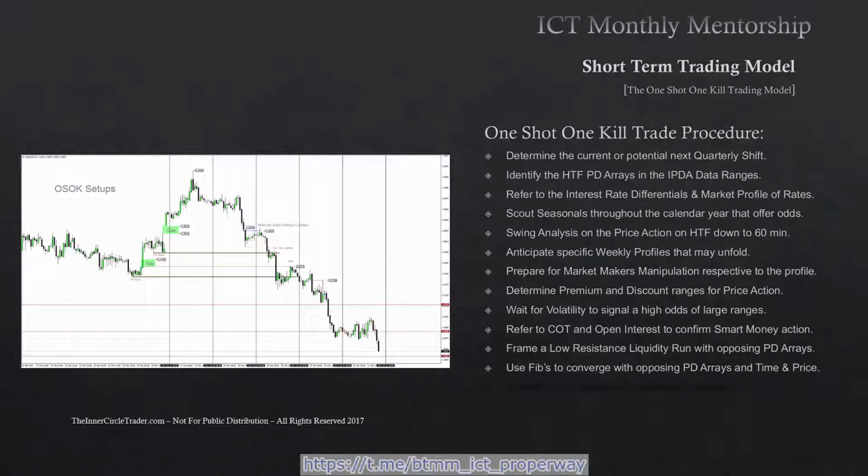We're going to use fibs converging with opposing PD arrays and blending it with time and price. In other words, what I'm looking for is a Fibonacci level that overlaps with a logical discount PD array. And we're going to be confirming our trade setups with intermarket analysis.